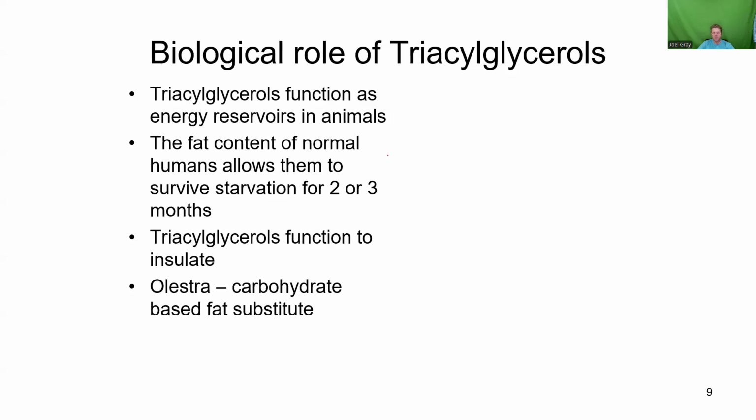What was tricky about this olestra was that your body got it and was like, I don't know what to do with this. So I'm not going to send it through my normal channels. I'm not going to break it down like it's fat because it's not a fat. And I'm not going to break it down like a sugar because it's not a sugar.